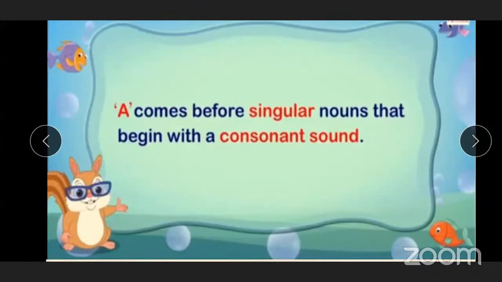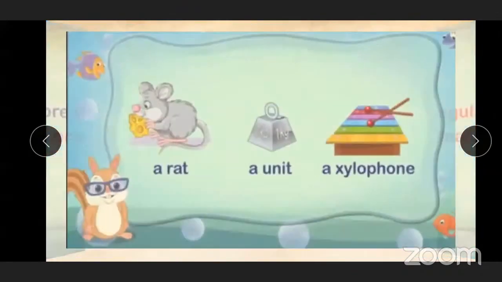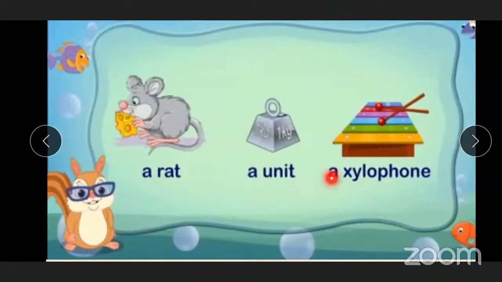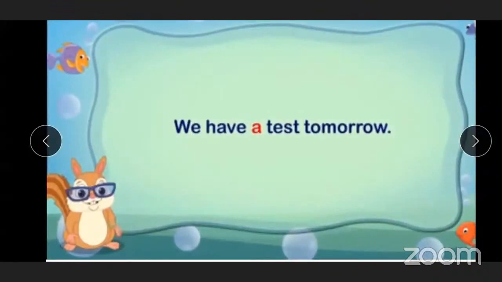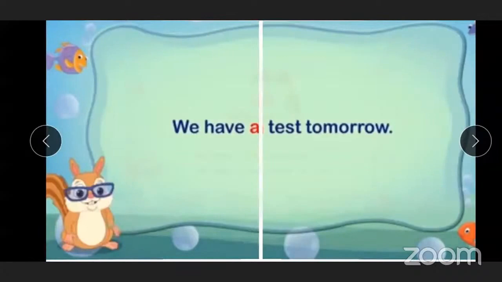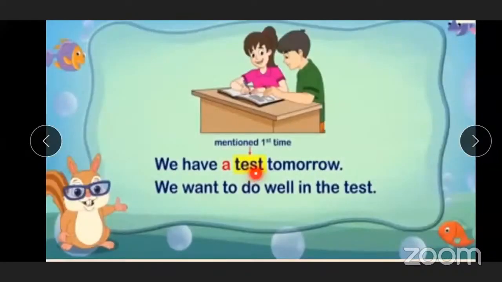Now let's see about a. The article a comes before singular nouns that begin with a consonant sound, like a tree. Let's see some examples: a rat, a unit, a xylophone. We have a test tomorrow. A test. We want to do well in the test. Here a test is mentioned for the first time, so we use a. When it comes a second time, we use the.